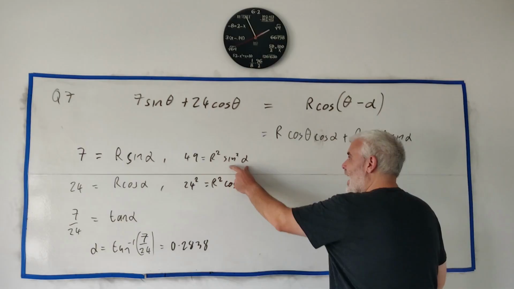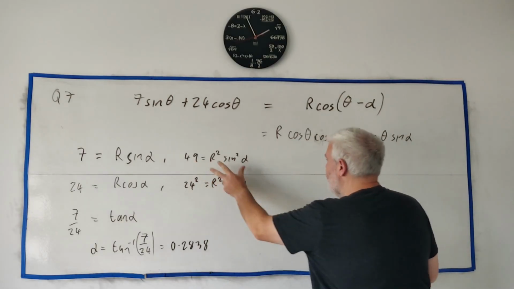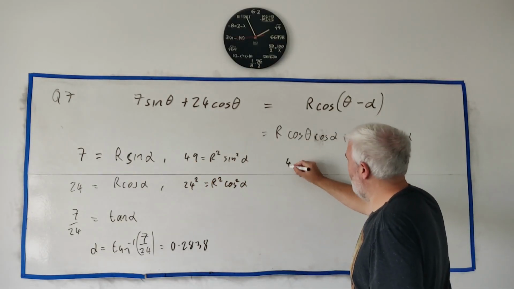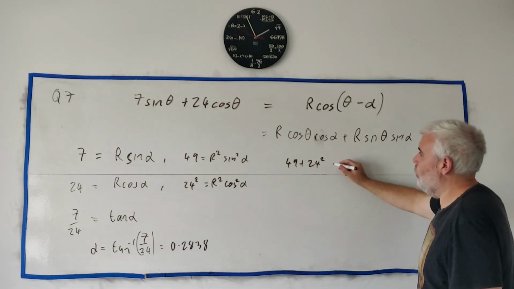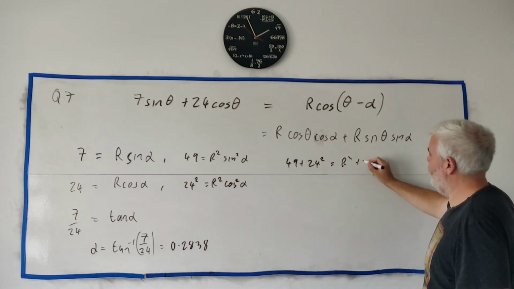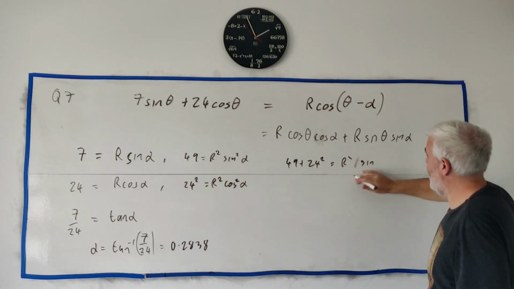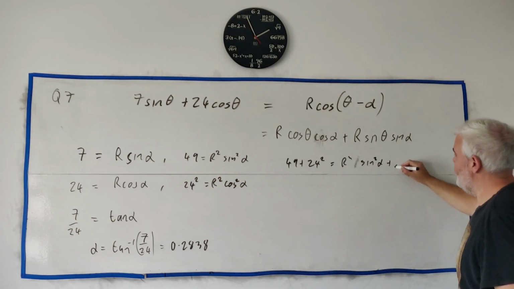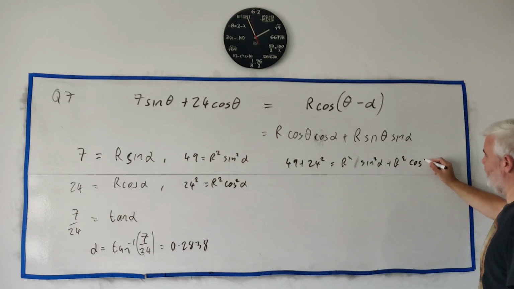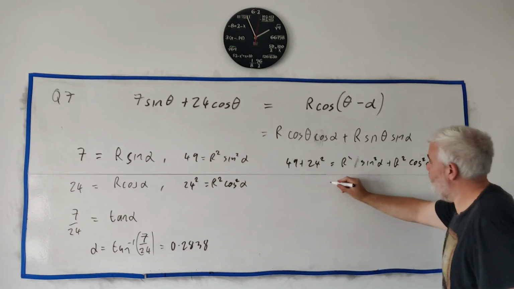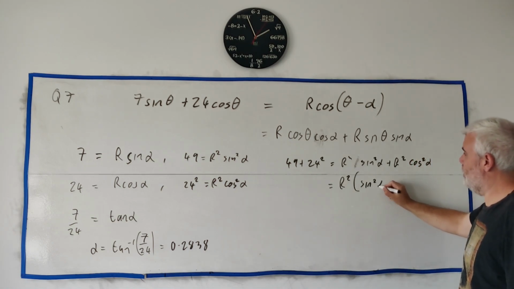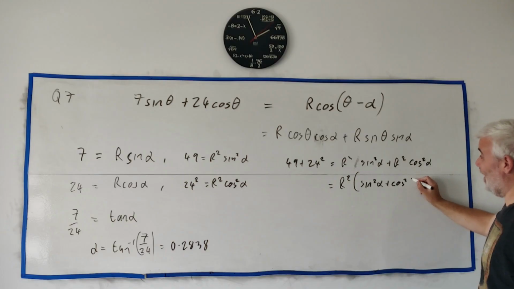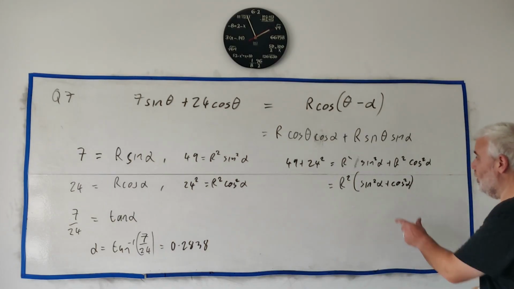What I can do now is add both of these together. Add the lefts, add the rights. I get 49 plus 24 squared on the left, and on the right I get r squared times sine squared plus r squared times cosine squared. Take the r squared out of both of them. I'm left with sine squared plus cosine squared, and like I said a few moments ago, that's 1.